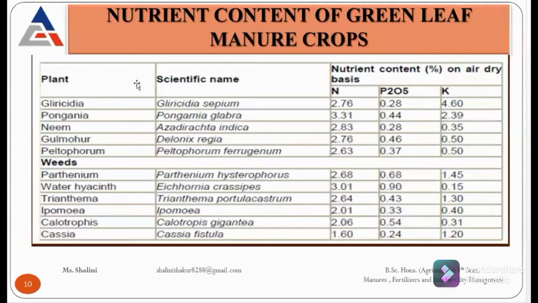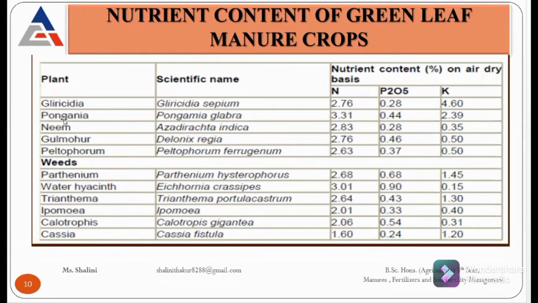Then we talk about the nutrient content of green leaf manuring crops. As you can see in this table, we have different kinds of green leaf manure crops, like Gliricidia, Pongamia, neem, gulmohar, Peltophorum, and some weeds are also used as green manure crops, like Parthenium, water hyacinth, Trianthema, Ipomoea, Calotropis, and Cassia fistula. So weeds can also be used as green leaf manure crops.